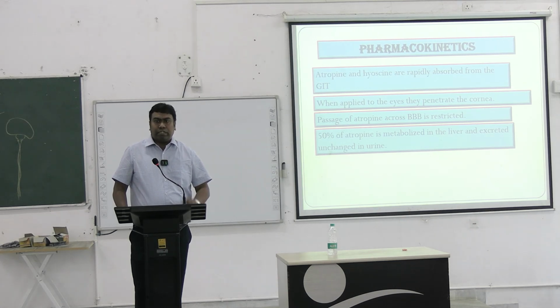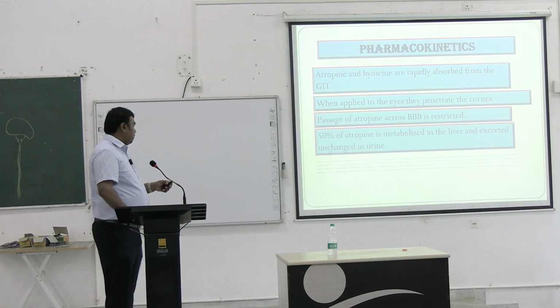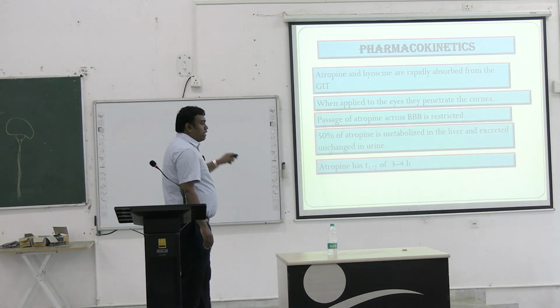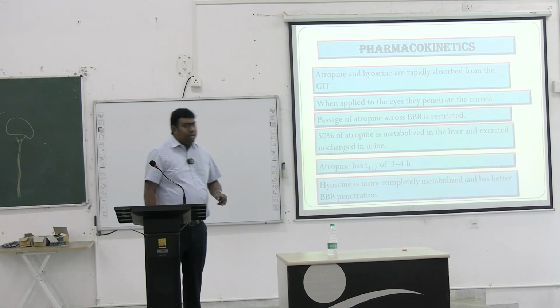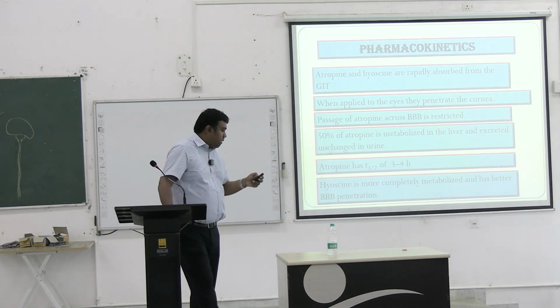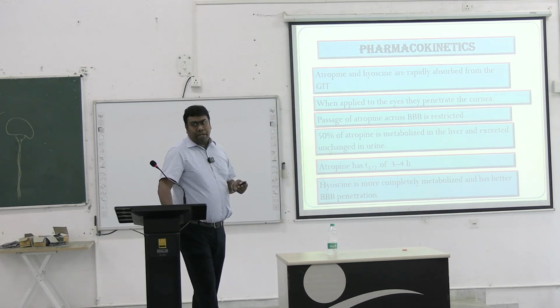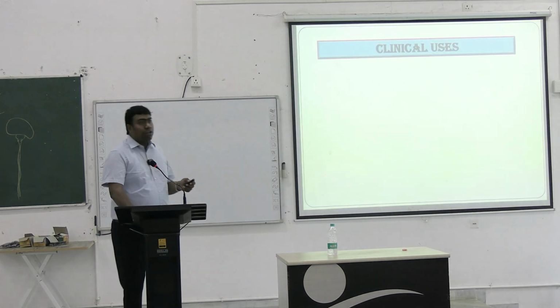General pharmacology question. Lithium, where is it used? Lithium is used in bipolar disorder. Very good. So lithium is given in bipolar disorder. It is not metabolized in the liver, directly excreted through the urine. T-half of atropine is 3 to 4 hours. Hyoscine is more completely metabolized, with better blood-brain barrier penetration.